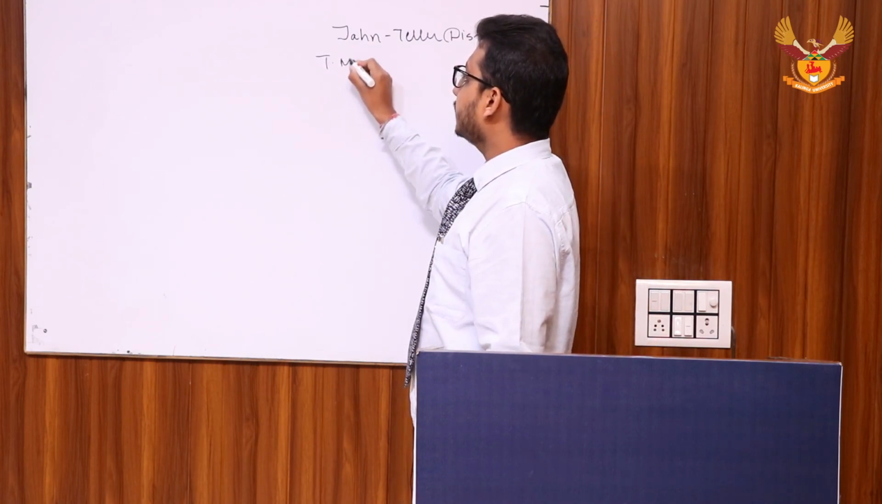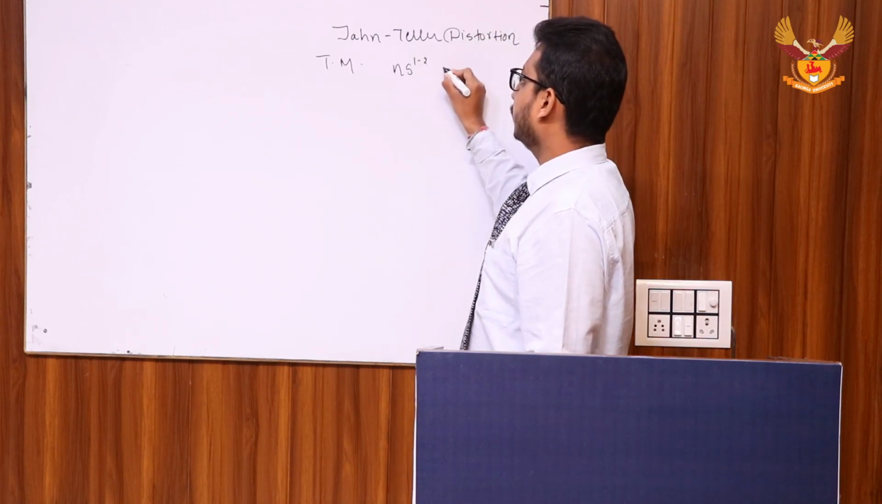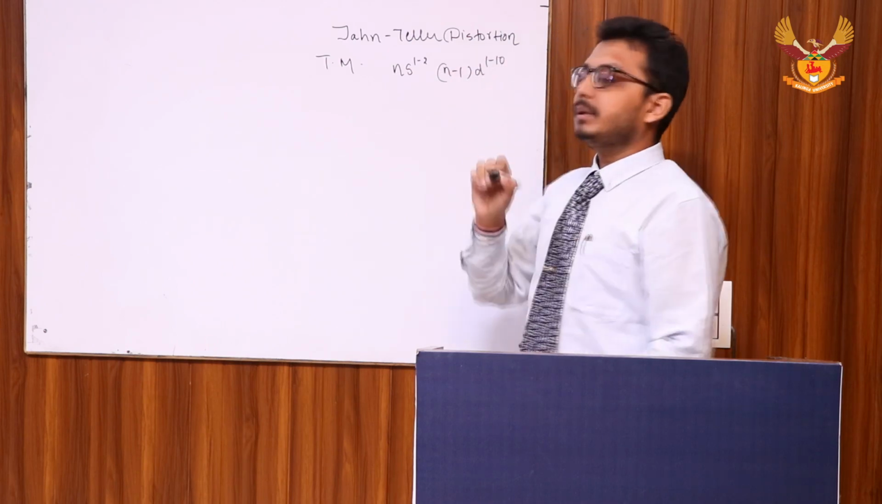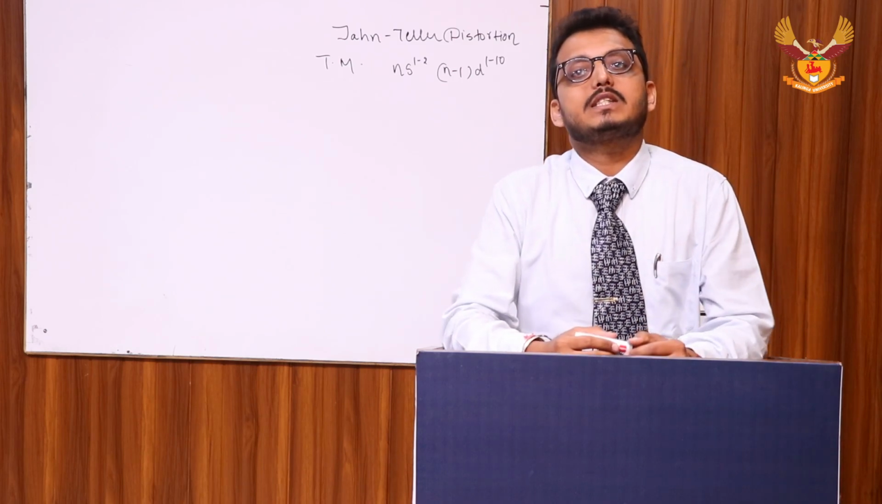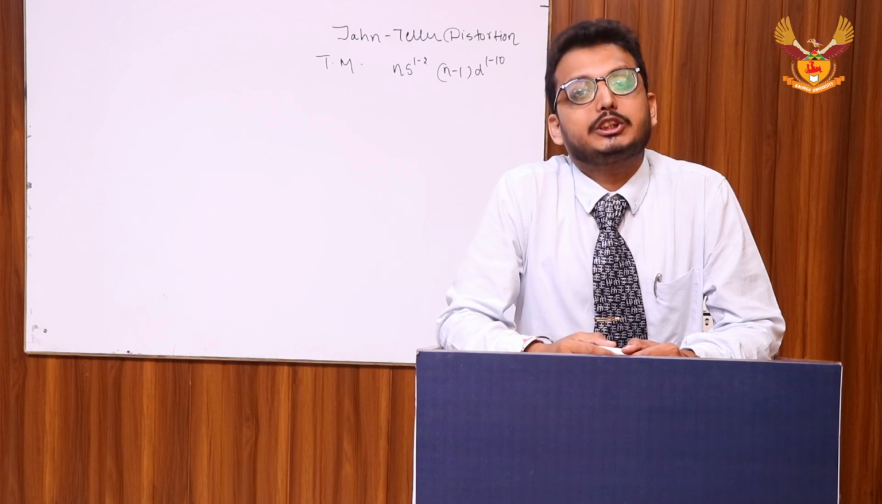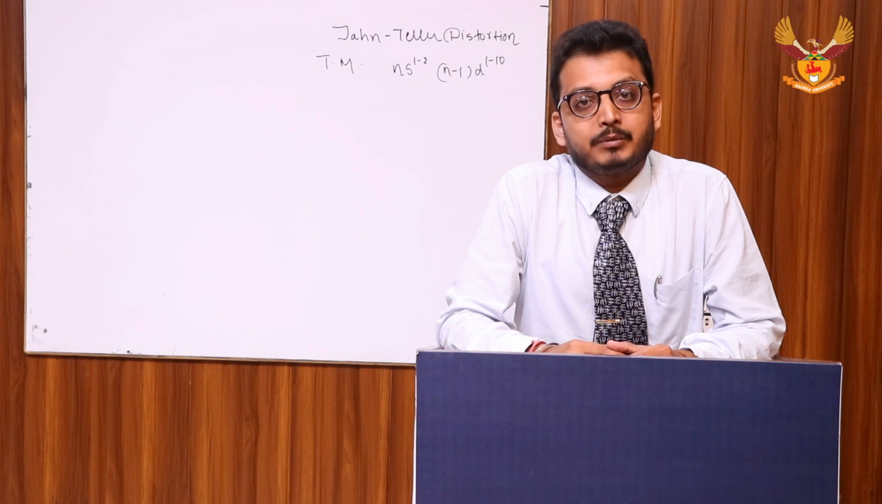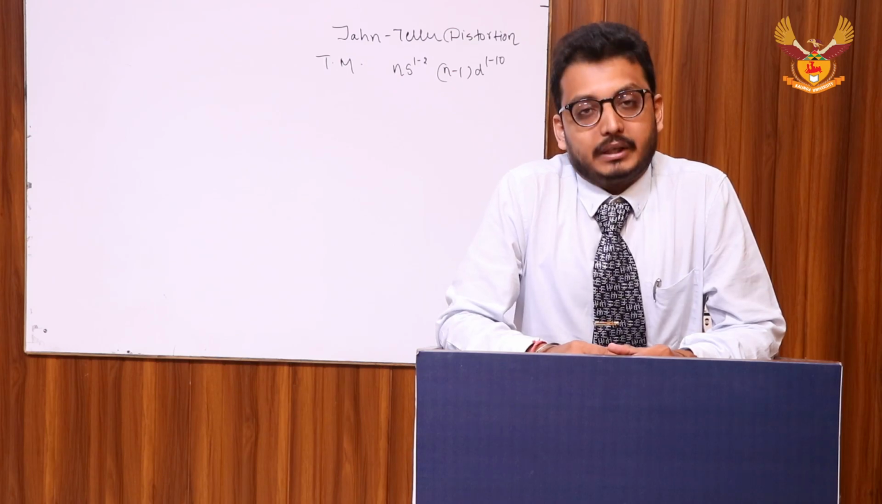The transition metals have the general electronic configuration ns 1 to 2, (n-1)d 1 to 10. This is a peculiar property shown by the transition elements. What is this Jahn-Teller distortion? It is the distortion in the overall shape or geometry of transition metal complexes, which occurs because of the presence of electron in the degenerate orbitals.